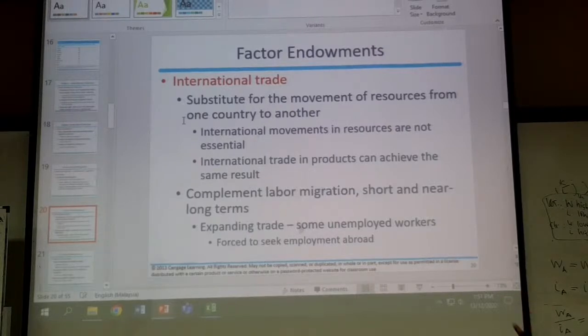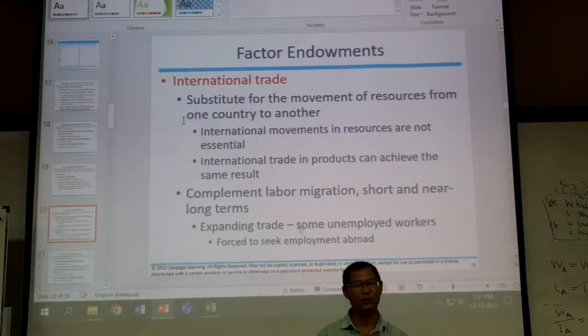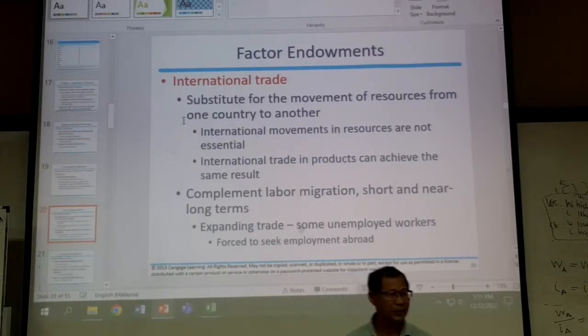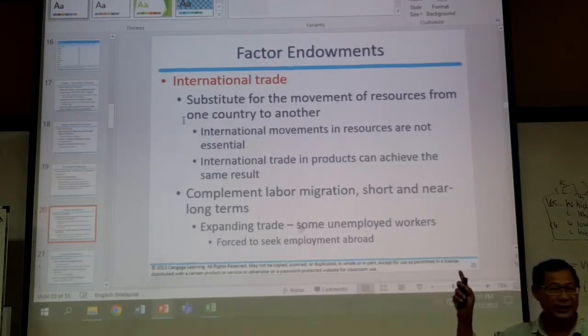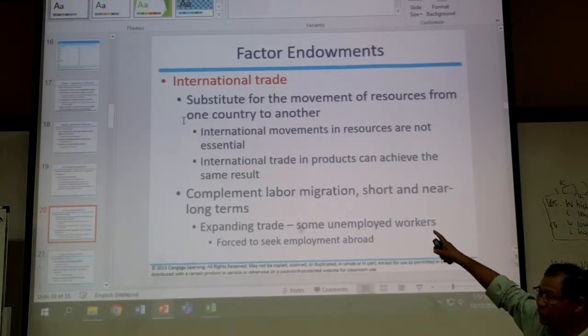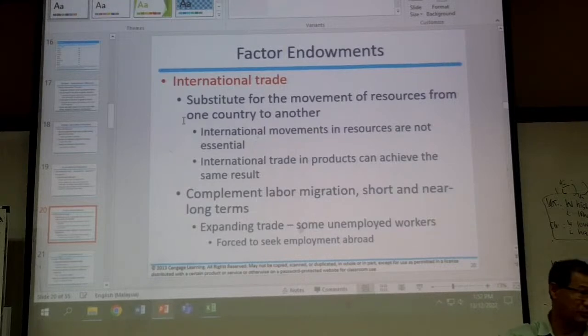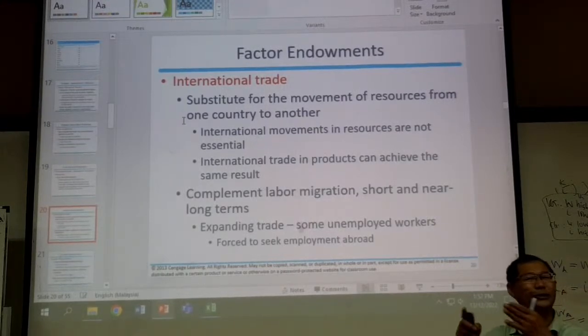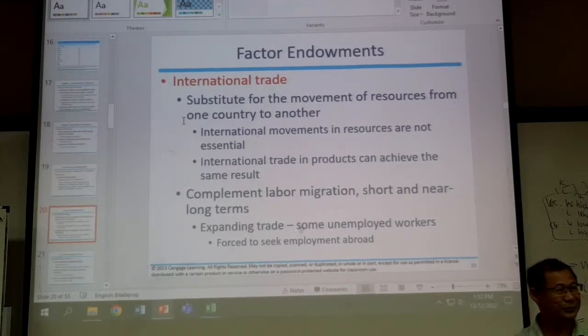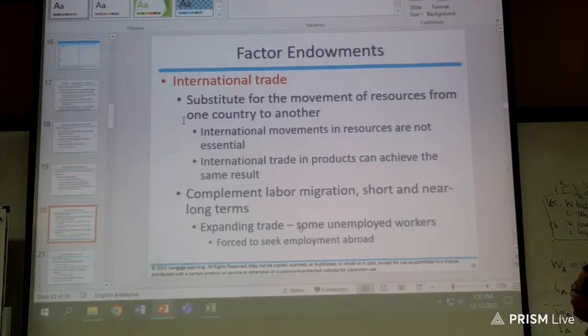And this is the one. That's why when I mentioned no trade twice, I stepped back. I felt not comfortable with what I said. No trade? There must be trade. So what trade does is that trade substitutes for migration. No need for migration. Trade will get the same result as the migration that we explained earlier. So international movement of resources is not essential anymore because we have trade.